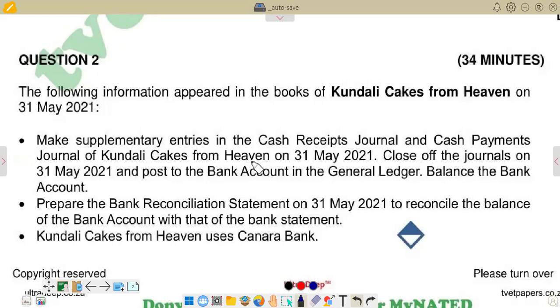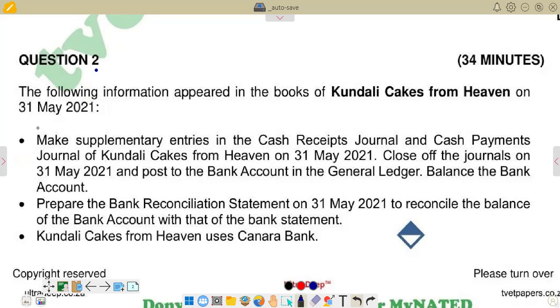We're going to look at the question paper. Then we're going to look at question two. In this question, we're going to prepare a cash receipts journal and a cash payment journal, and obviously also prepare the general ledger in the form of a bank account.